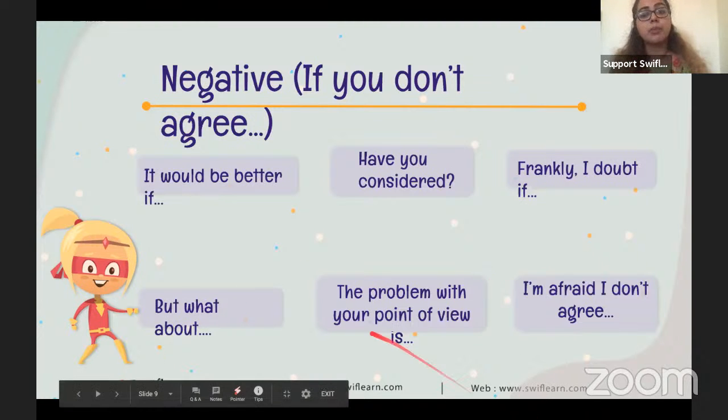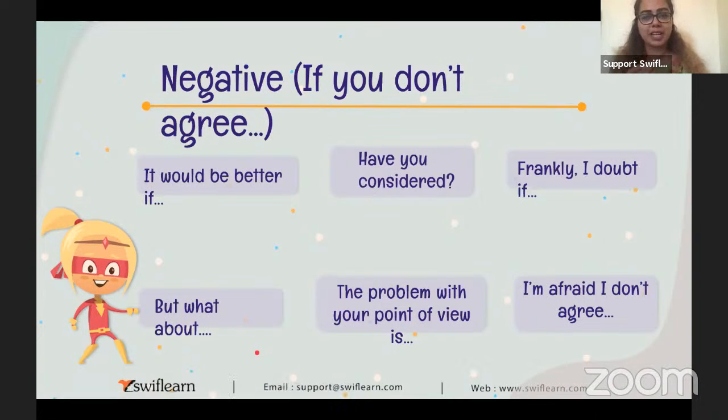Next is the problem with your point of view. See, now you're getting a little more aggressive with your comments because you are stating directly to the other person that there is something wrong with what they are saying. So you would say the problem with your point of view is the way somebody thinks, right? What they feel about certain situations or certain topics. So you are directly coming out and saying there is something wrong with the way another person thinks.